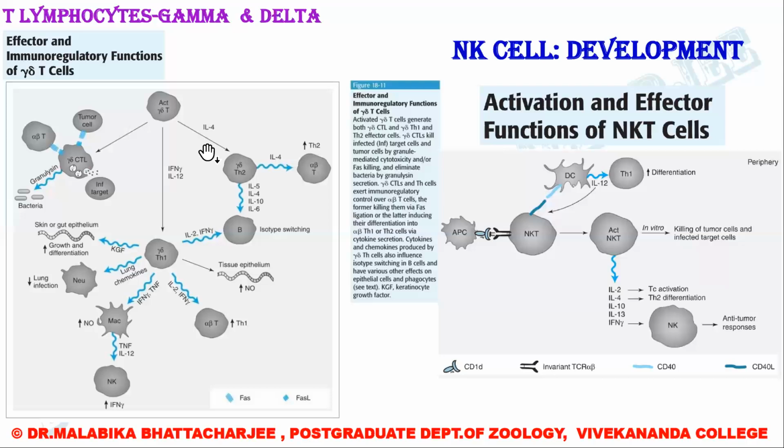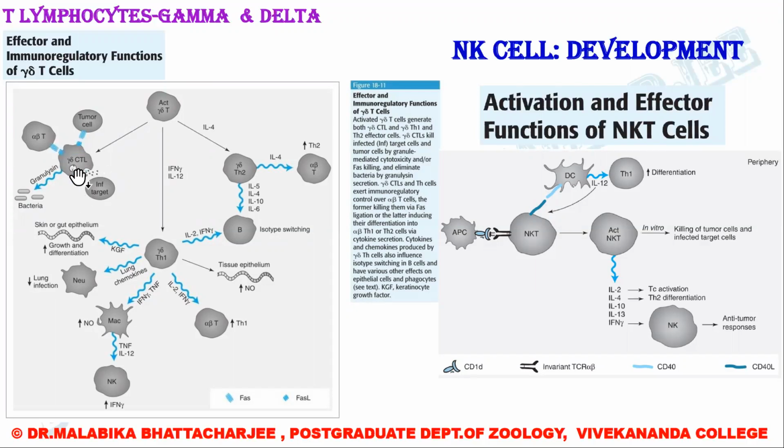This picture details the functional capacity of the gamma delta cells. As you can see, once the gamma delta cells are activated, they can generate gamma delta helper 1 cells, gamma delta cytotoxic T lymphocytes, and gamma delta helper 2 cells. The gamma delta cytotoxic T lymphocytes and the T helper cells of either category have a huge immunoregulatory function and a control over the alpha beta T cells.